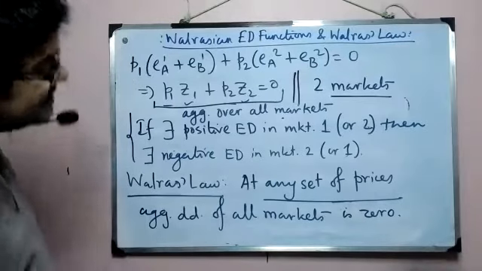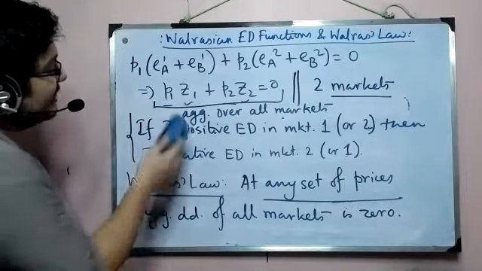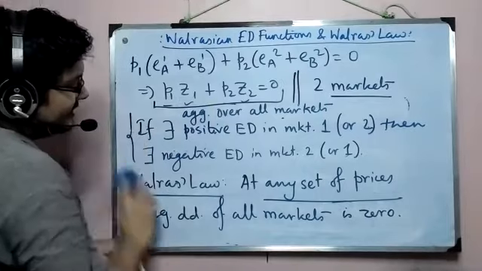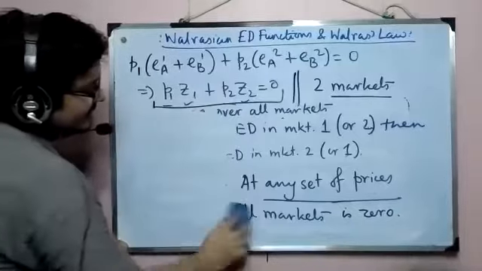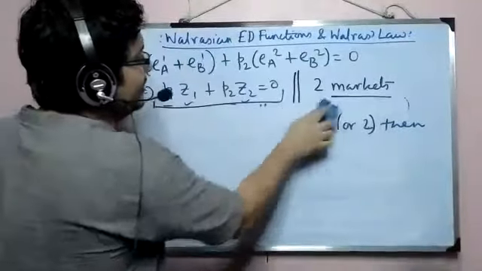You see, it also says that if we look at the Z1 and Z2, okay, let's erase the Walras law and let's go to something very different. Okay, something very, very different.